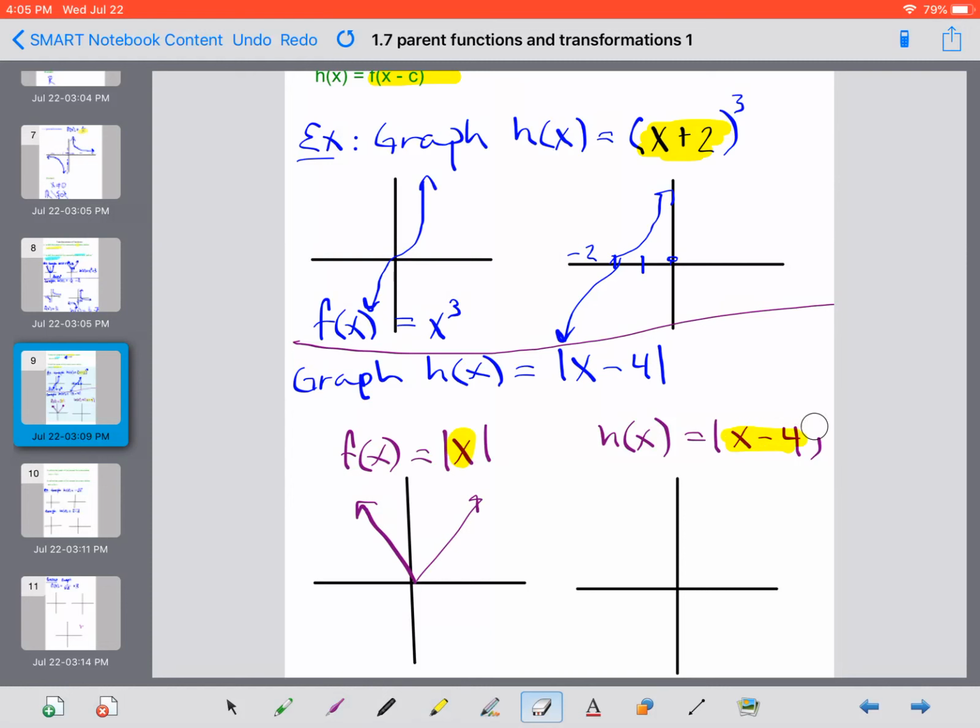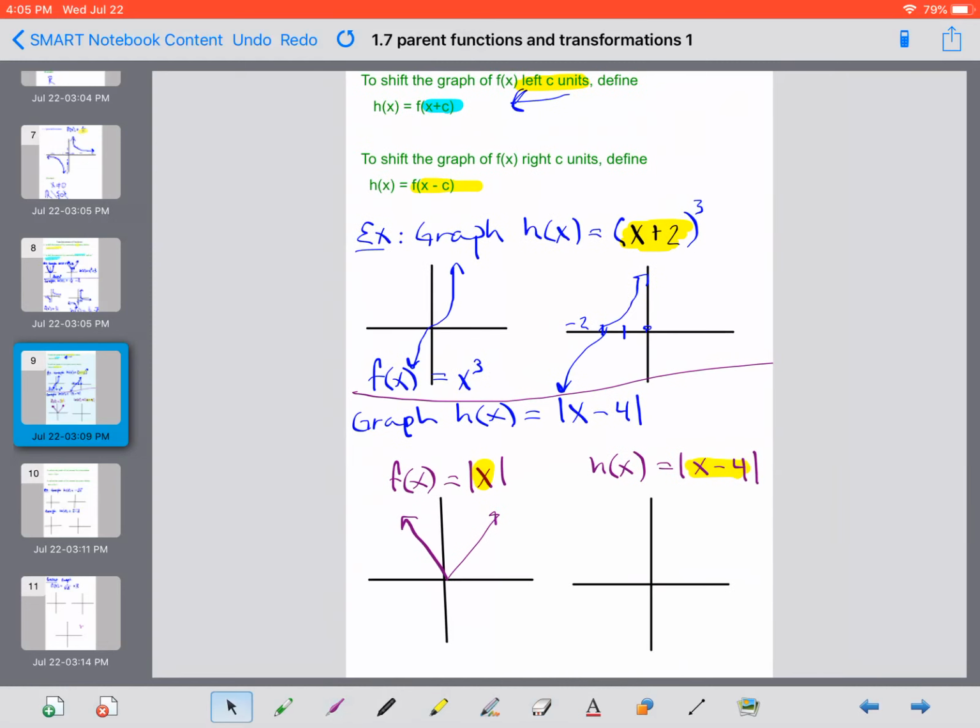This should be an absolute value bar. So because the minus 4 is inside the absolute value bars with the x, that's how we know that this is a horizontal shift rather than a vertical shift. And because it's x minus 4, that means we're using the second rule here.